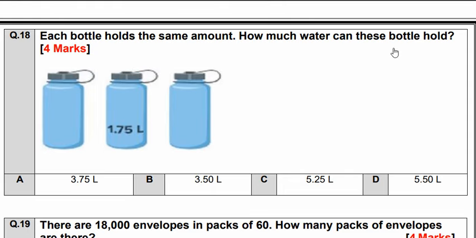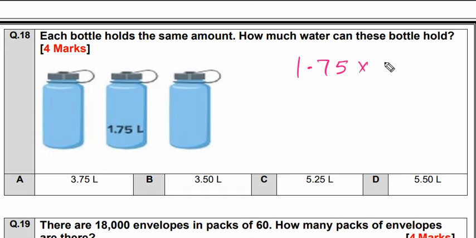Okay, question number 18. Pause the video and raise your hand. How many of you are saying A, B, C, or D? Okay, I hope you did this. Now let me help you. Each bottle holds the same amount. How much water can these bottles hold? 1.75 in one bottle. How many bottles do you have? You have 3 bottles. So 1.75 times 3, right? Or you can write this way, no problem.